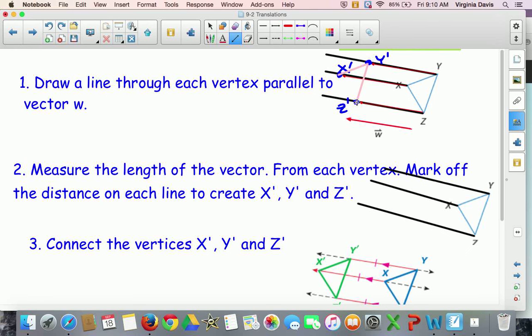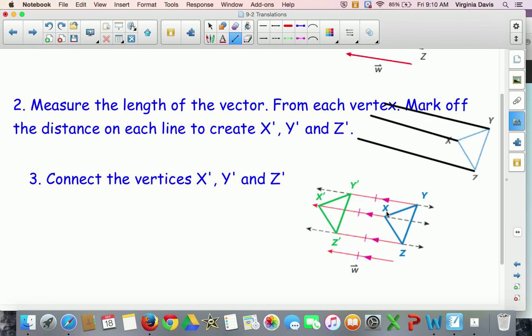So here is our new figure, and all we did was slide it. Translation is just like sliding. That's what it should look like. And these lines right here, this little red dash, means that these are congruent to the vector that you measured. So that's what I'm going to be looking for.